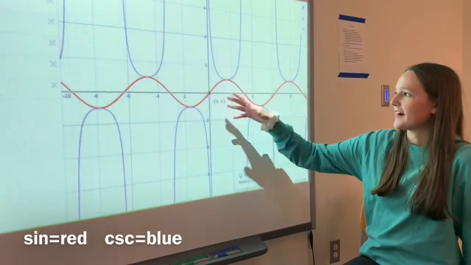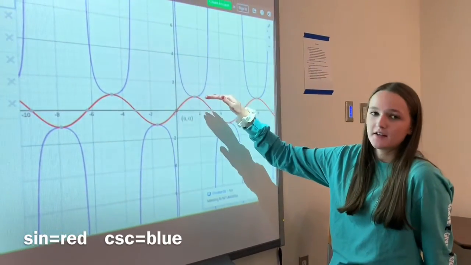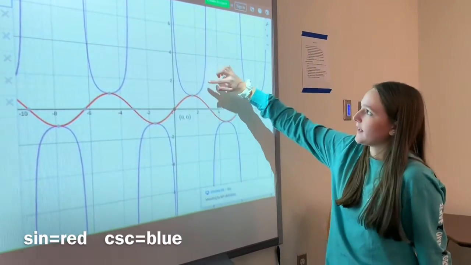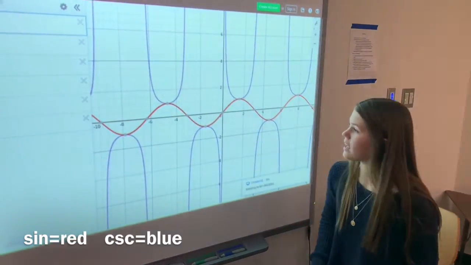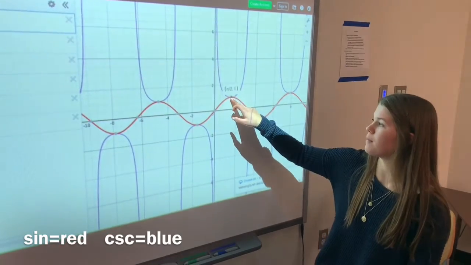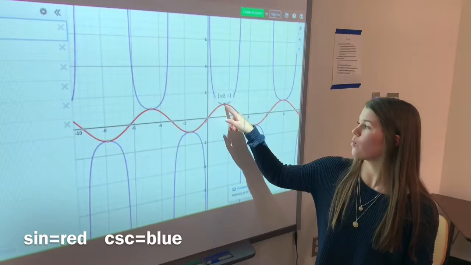So on your sine graph, if you have a point that's less than 1, like 1/3, the reciprocal of 1/3 is going to be 3, so it's going to be greater than 1, and it's going to be 3 up here. Still on sine and cosecant, you may be wondering why both of the graphs land on the ordered pair of 1.